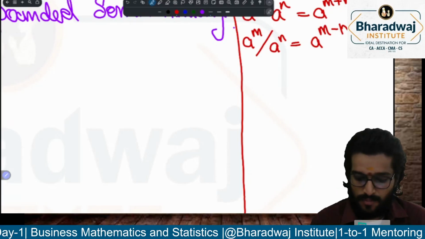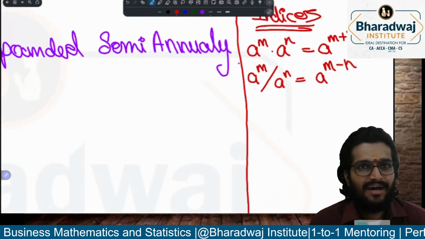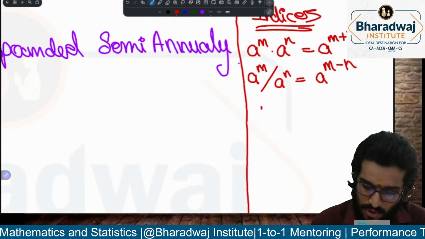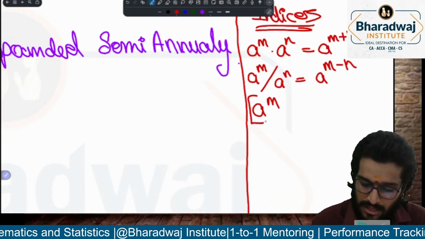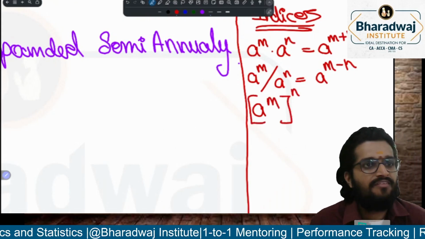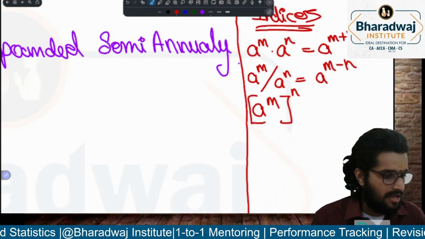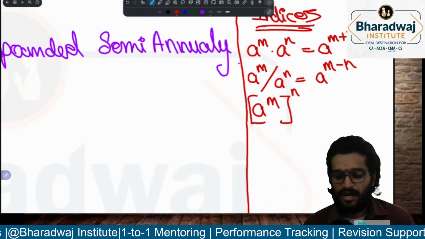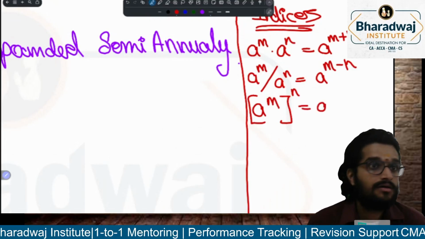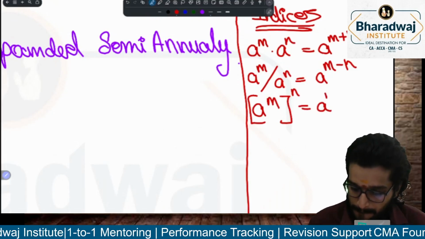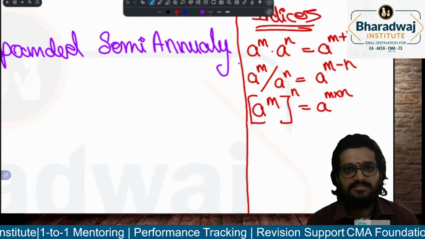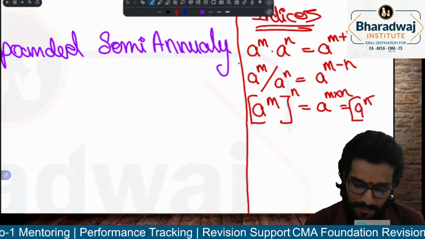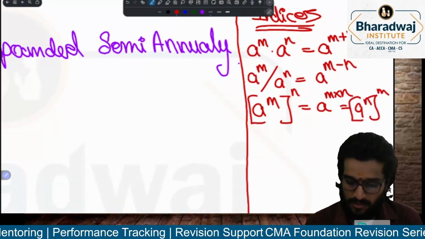Instead of product, I made a division here. Now similarly, if you have a power m, the whole thing raised to the power n, how can you write it? And vice versa, it's also equivalent to a power n, the whole power m. What's a power 0?